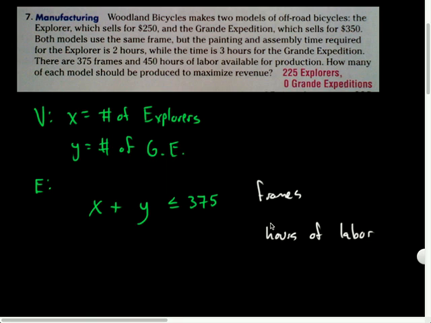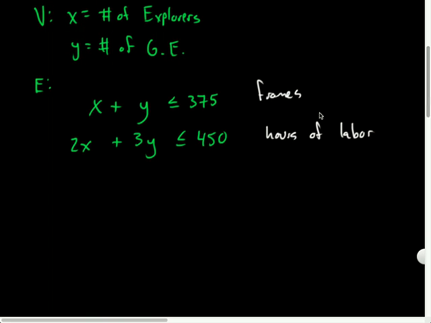So, let's see, hours of labor. I know there's 450 hours of labor. So I've got to use less than or equal to that. And in this case, even though it says painting and assembly time, they didn't separate those two. They didn't tell me how many hours of painting and how many hours of assembly I have. They just gave me the total, so it actually doesn't matter. So it looks like it'll be 2 hours for each Explorer and 3 hours for each Grande Expedition. Okay, so no discrepancy so far.